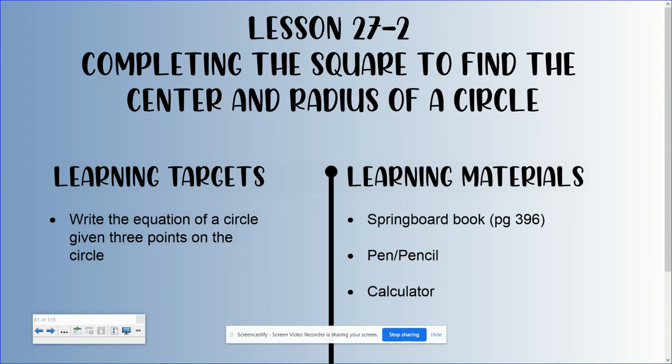All right, geometry. Today is our last lesson for Unit 4. We're going to be talking about lesson 27-2, which is going to involve completing the square to find the center and radius of a circle. So make sure you have your Springboard book open. We are starting on page 396.